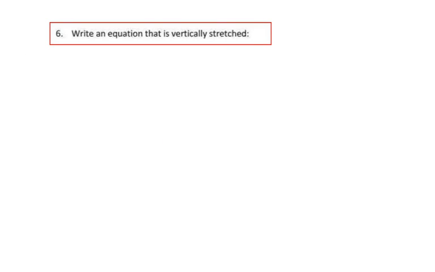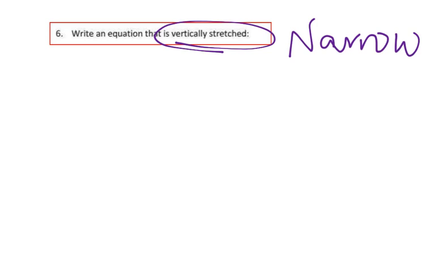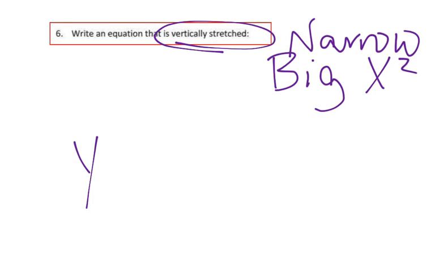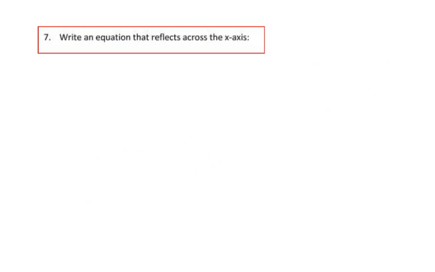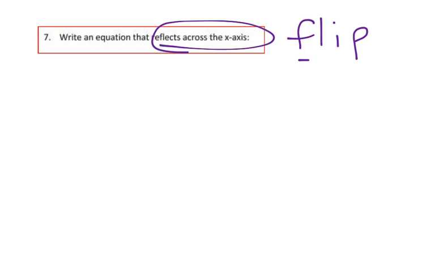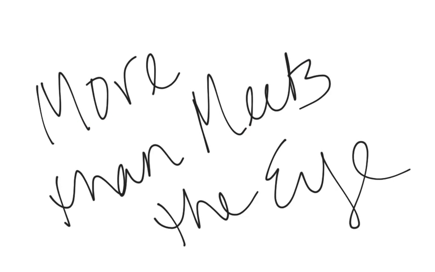Write an equation that is vertically stretched. That's the same thing as getting narrow, which means that you need a big number with x squared. y is equal to 4x squared. Write an equation that reflects across the x-axis. That's the same thing as a flip, which means you need a negative. y is equal to negative x squared. Okay, that was more than meets the eye. If you have any questions, come see me during speed.